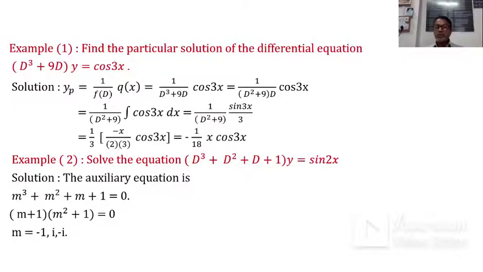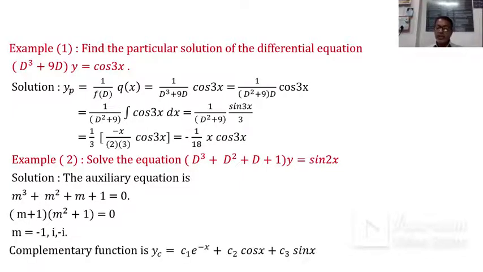From these roots of the auxiliary equation, we know how to write the terms in the complementary function. Here yc is equal to c1 e to the power minus x plus c2 cos x plus c3 sin x. This is our complementary function. Now, to find the particular integral, yp is equal to 1 upon f of D operate on Q of x. Here, the f of D is D cube plus D square plus D plus 1.